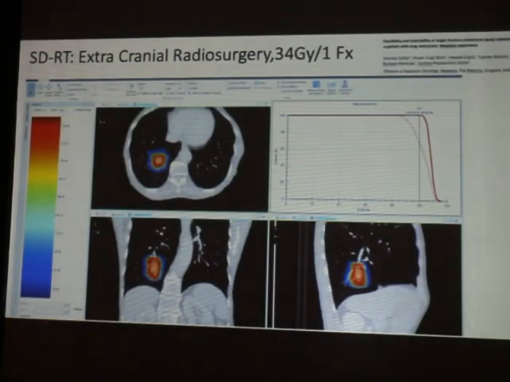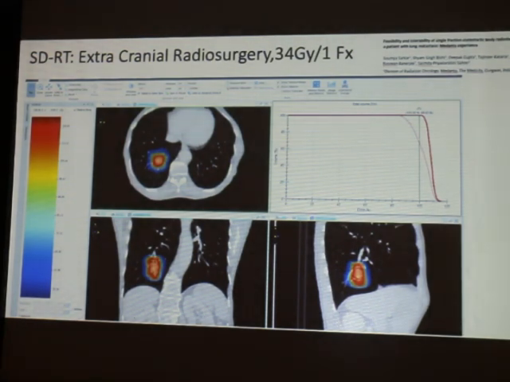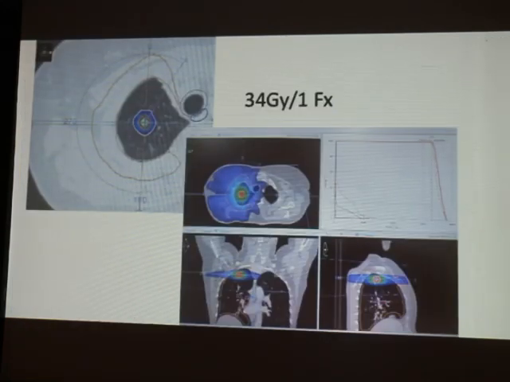Now we can even treat with a single-fraction, single-session radiosurgery. We have tried it in our setup. We have a couple of cases. Single-session radiosurgery, 34 units of radiation. These are the two cases which we did till September, October.